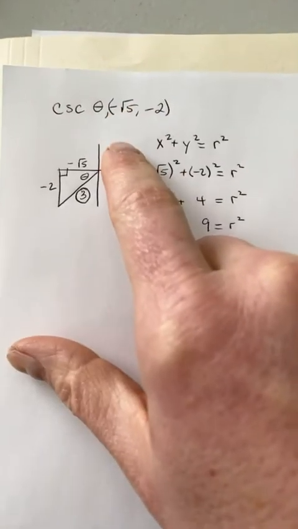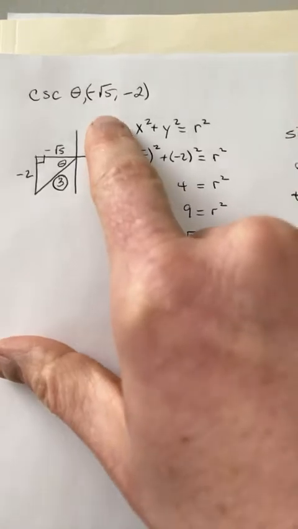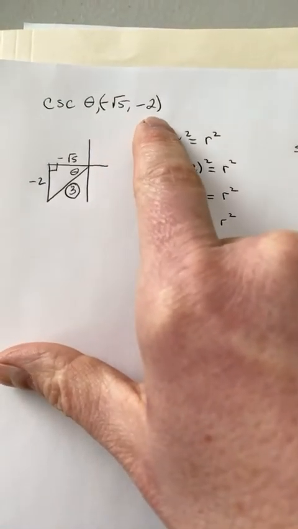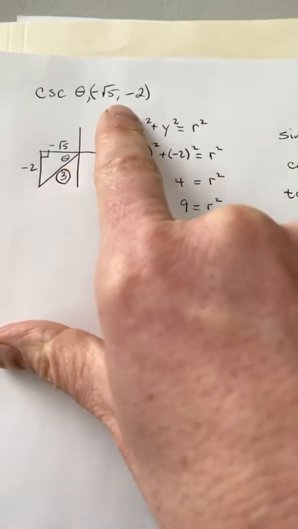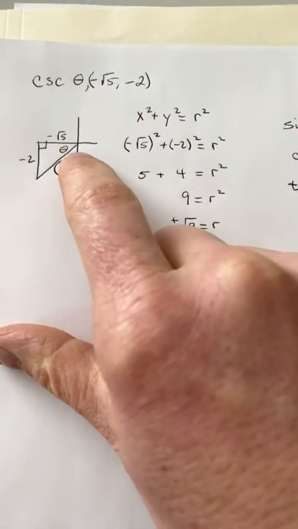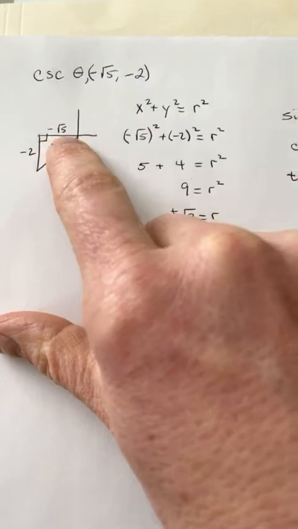So the point is (-5, -2). I drew the triangle right here. That point is going to be in quadrant number 3. So I have the x-coordinate as negative square root of 5, and then -2.